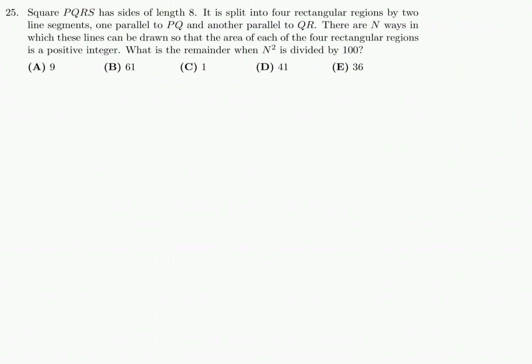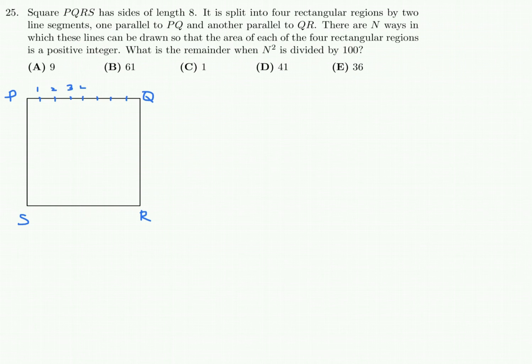Well, let's talk about it. First, we have just our standard PQRS. And here we go, PQRS. And this is split up into segments of length 8, right? So each side is 8. So I'm just going to break it up into integers. So this is 1, 2, 3, 4, 5, 6, 7, and then this would be 8 right at the very end.